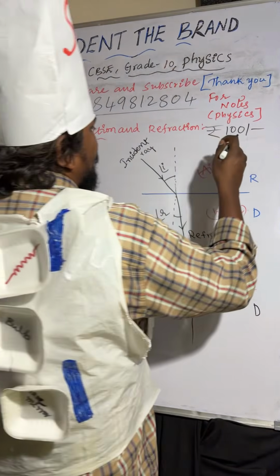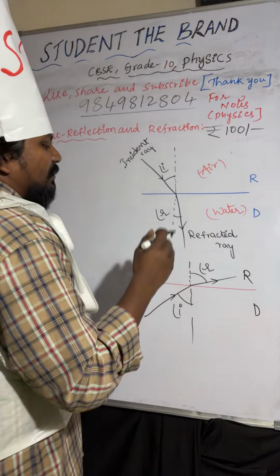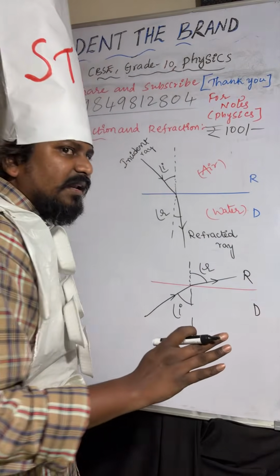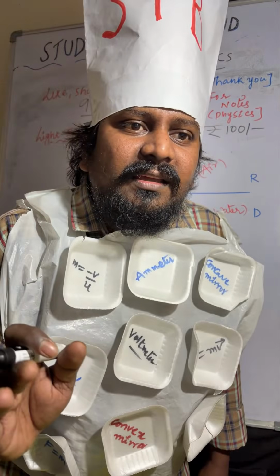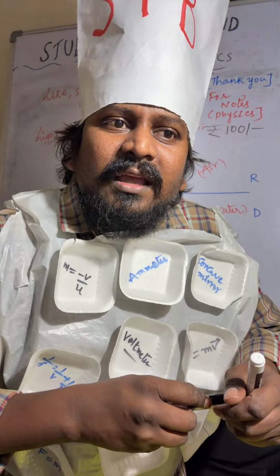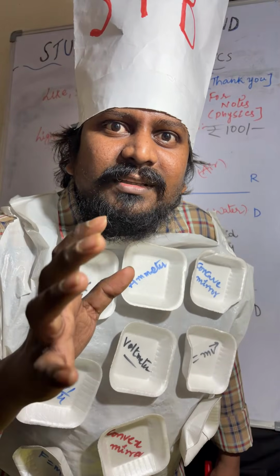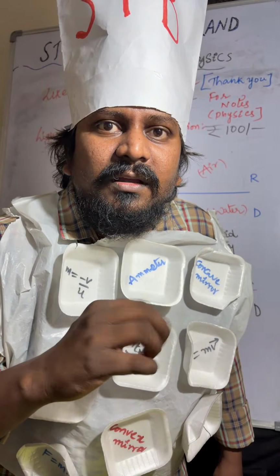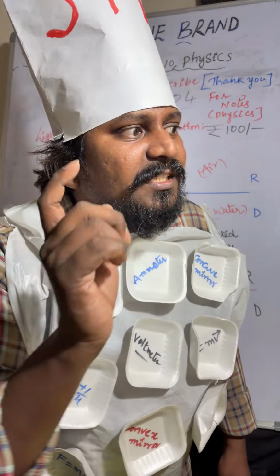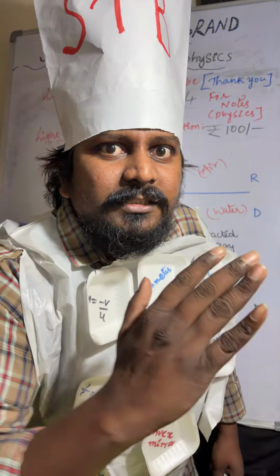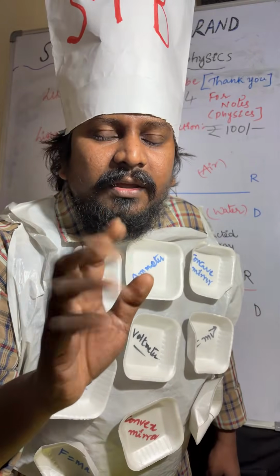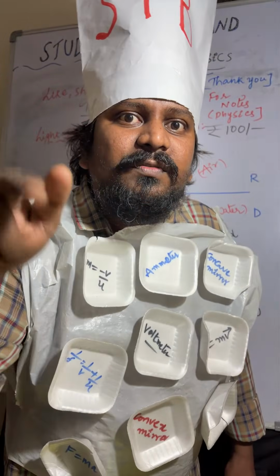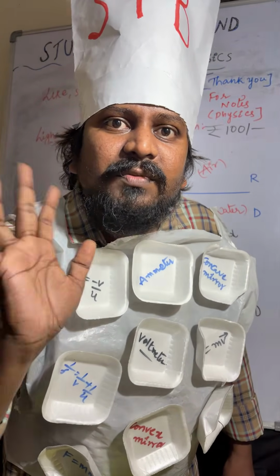Okay, so if the light ray is passing from rarer to denser, it bends towards the normal. If the light ray is passing from denser to rarer, it moves away from the normal line. You need to understand one thing, there is a very important point here. If the light ray is passing from rarer to denser, it is bending towards the normal line. When it is passing from denser to rarer, it is moving away from the normal line. Yes or no?